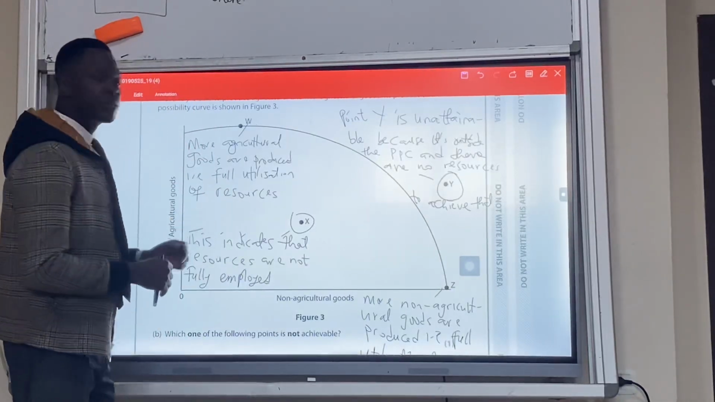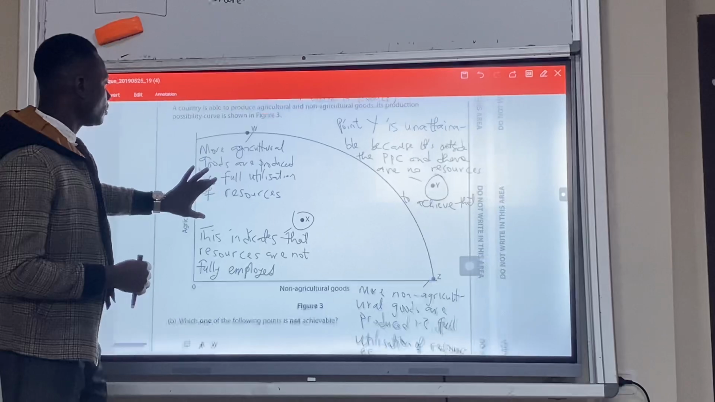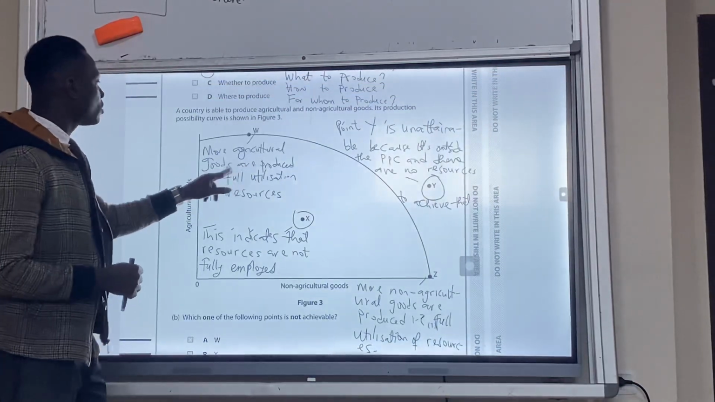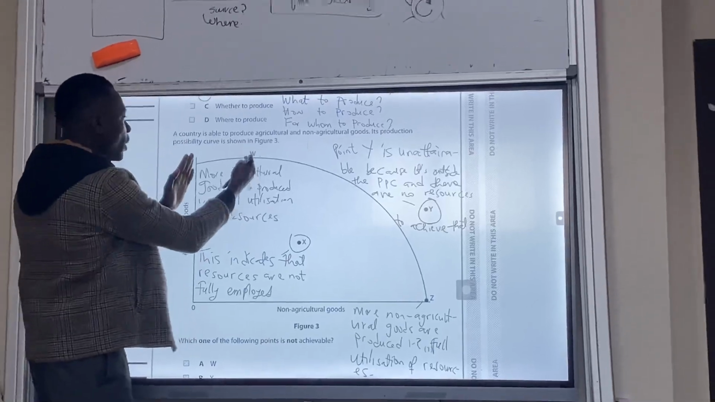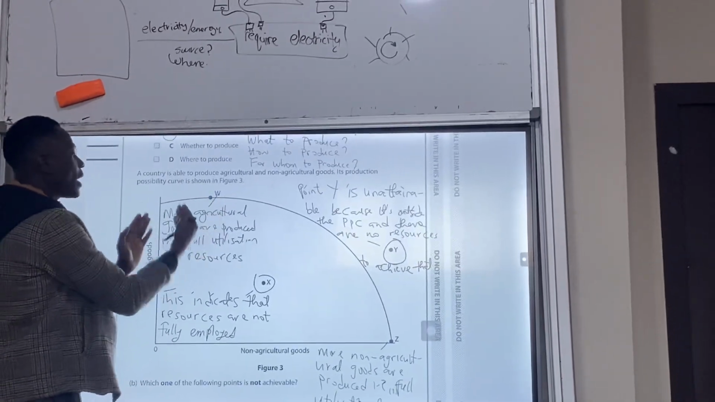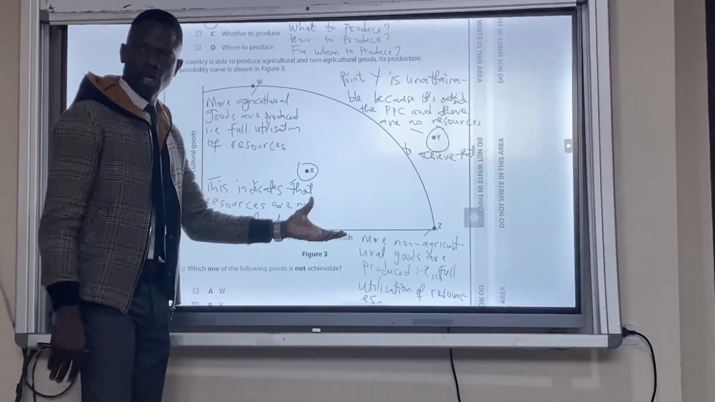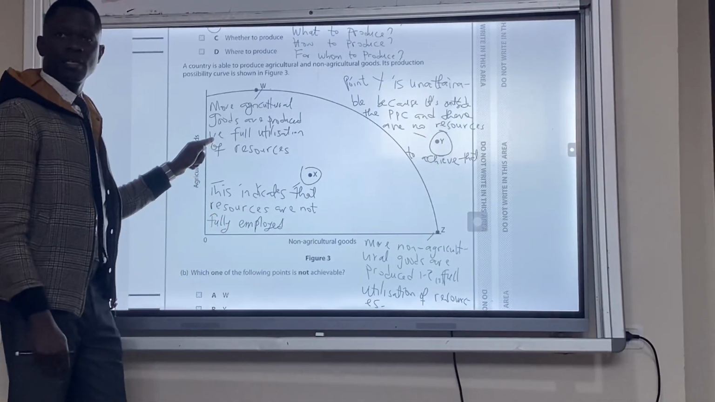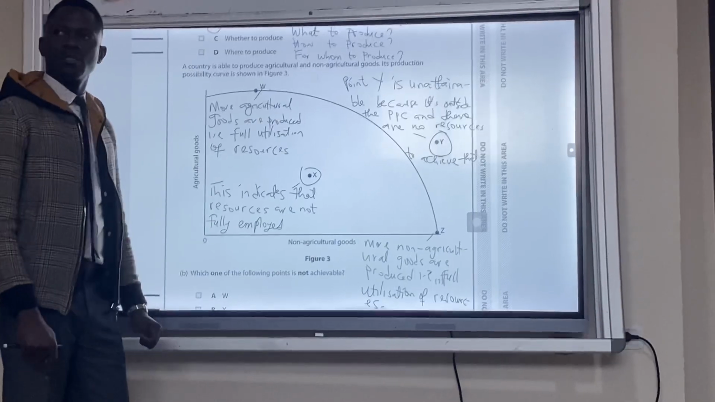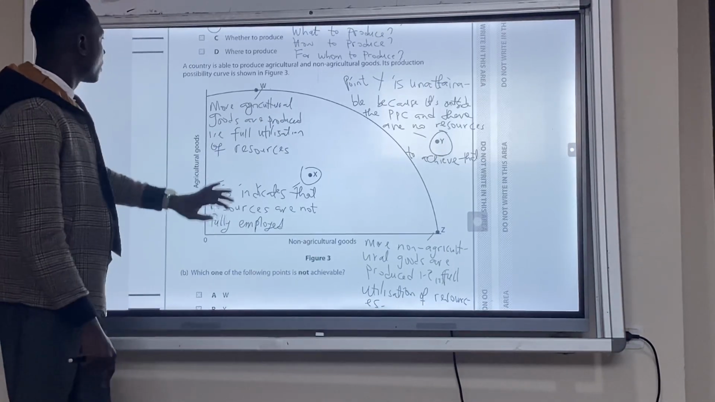Yes. So look, you read out W and S. More agricultural goods are produced, in essence, full utilization of resources. That means we are using all our resources here, but we are just producing more agricultural goods and less non-agricultural goods. In essence, yes. Is it clear, please? Yes. So that's all I wrote.